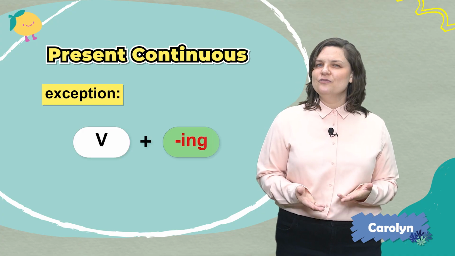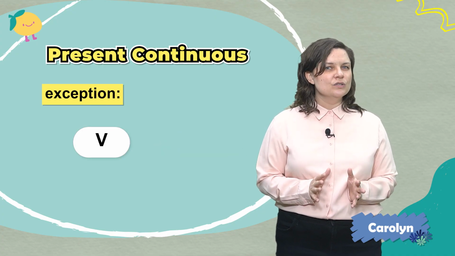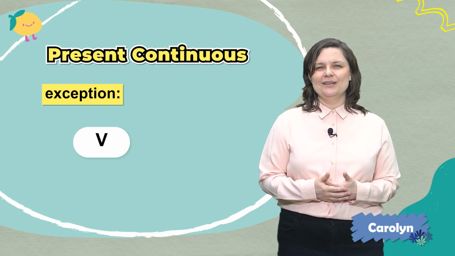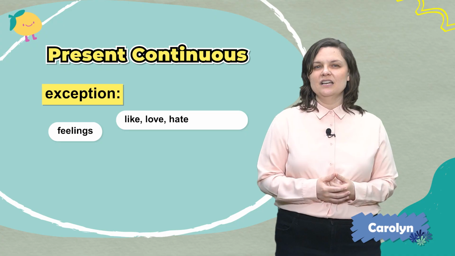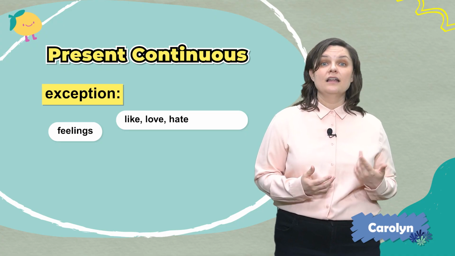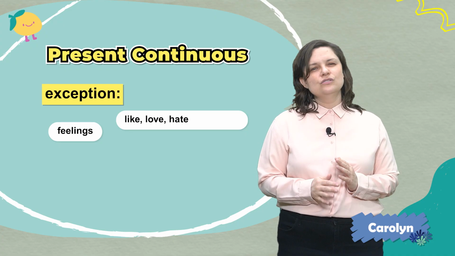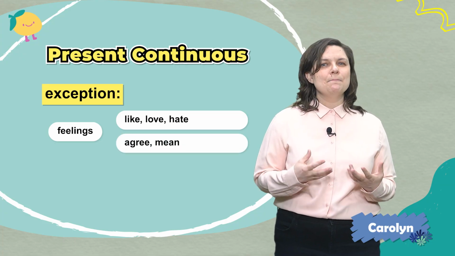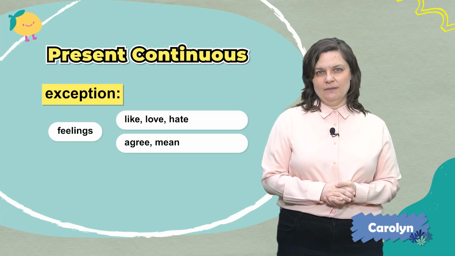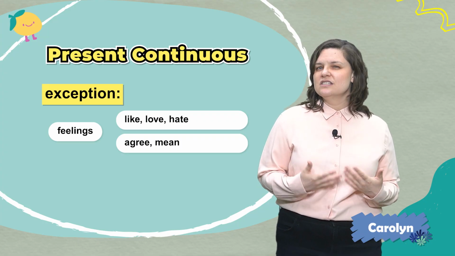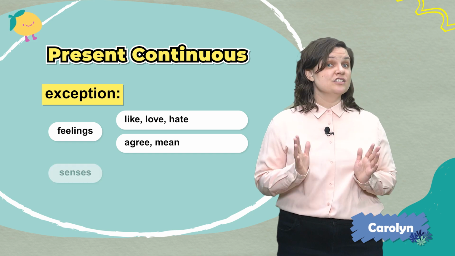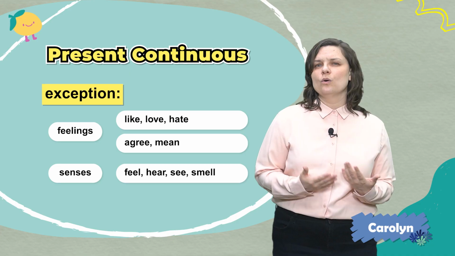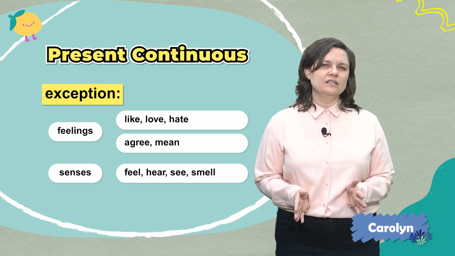Now, there are some verbs that rarely use the continuous tense. We don't use verb ing when we talk about our feelings. Verbs such as like, love, and hate don't use ing. Other verbs like agree, mean, don't use ing. Don't use verb ing with your senses. So verbs like feel, hear, see, or smell don't use ing.